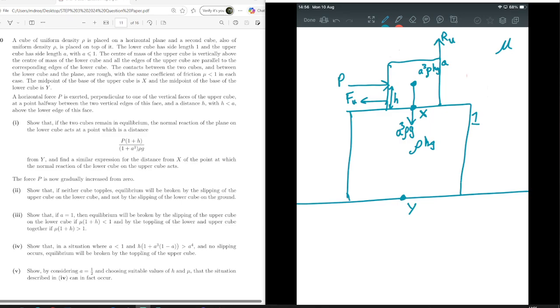And then for my lower cube, let's look at the forces I have. I'm going to have the mass creating a weight, a rho g force.